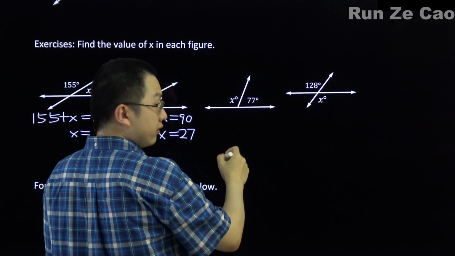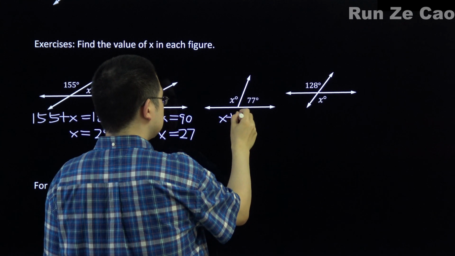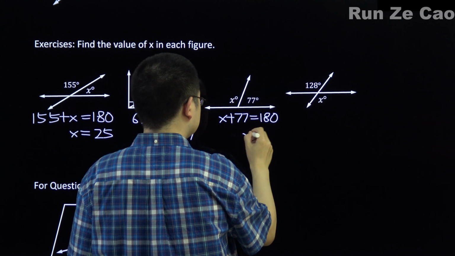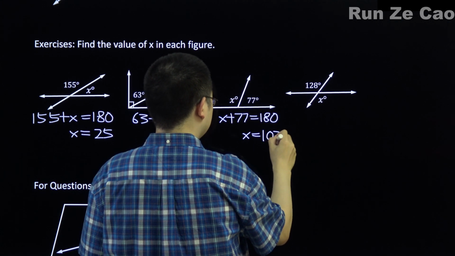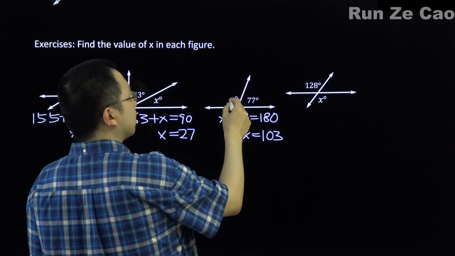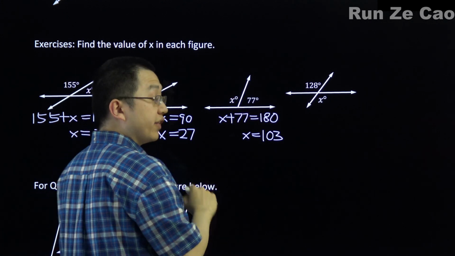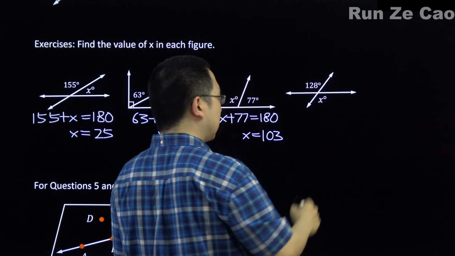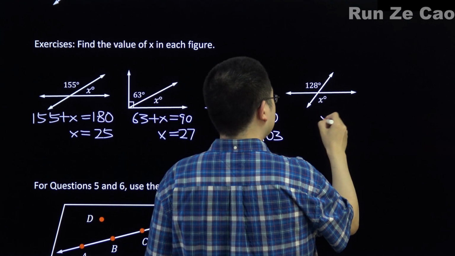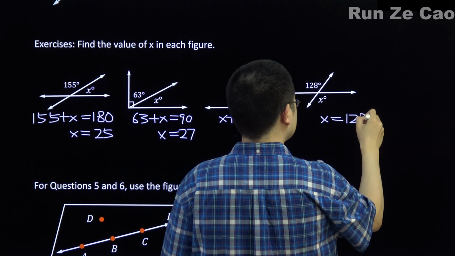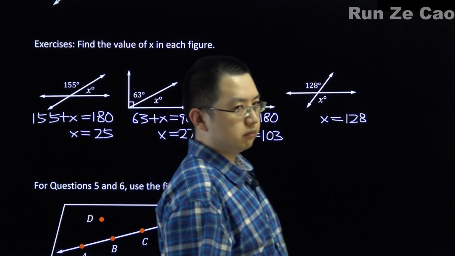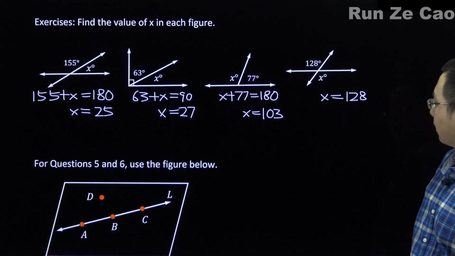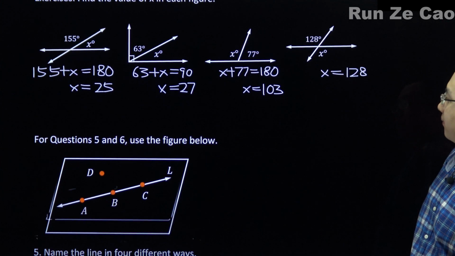Now x plus 77 is 180, so x is equal to 103. And the degree symbol is here, so x is just a number. 128 degrees is the opposite angle to x degrees, therefore x is equal to 128. Remember, the degree marker is already there, so it's just a number. We don't put degrees here because it's already there.